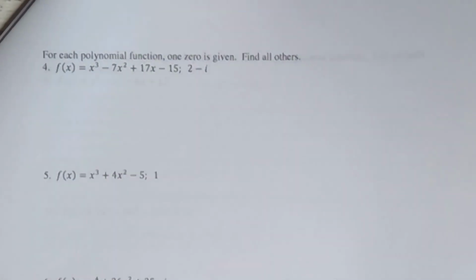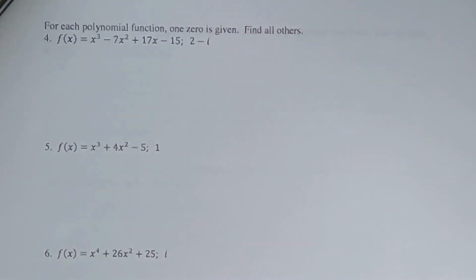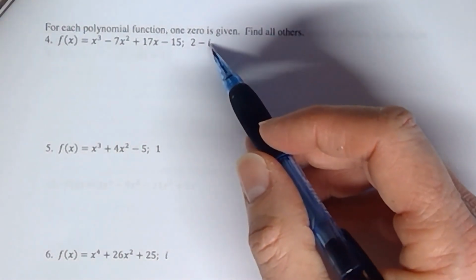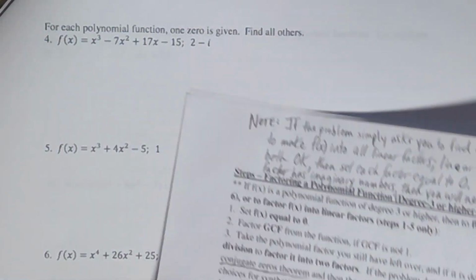It says here in these next 3 problems, for each polynomial function, 1 zero is given. And they did that in the last problem as well. They started you out with 1 zero, but this time, instead of saying factor it, although that will be a big part of it, it goes one step beyond that. It says find all the other zeros. Here's how you do that.